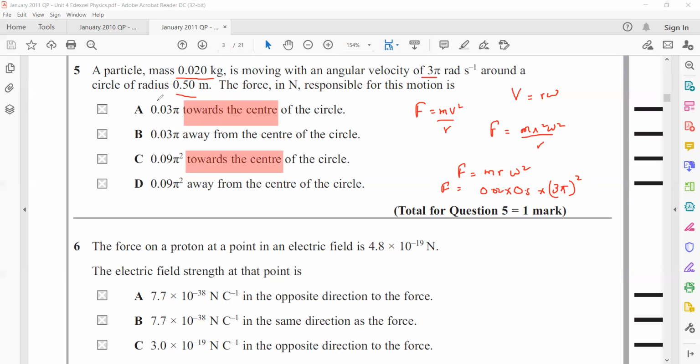When we simplify, because all the answers have pi, we don't have to substitute the value of pi here, we just have to keep it. So it will be pi square in the final answer. When you solve 0.02 into 0.5 into 3 square, that is equal to 0.09. So it will be 0.09 pi square, which is towards the center. So C will be the right answer. Is it clear? Yes, sir.